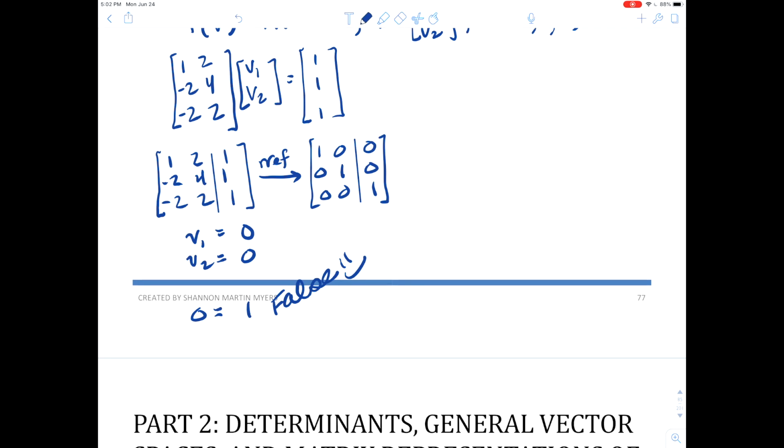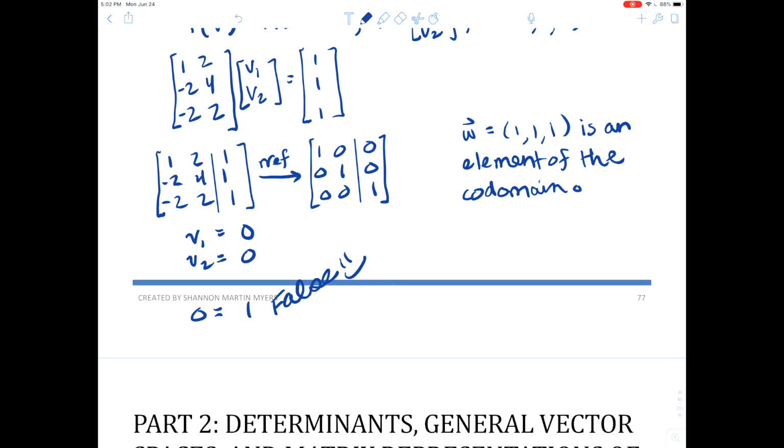So what does that tell us? Beautiful. That tells us that W equal to (1, 1, 1) is an element of the codomain of T, which was R3, right? But not an element of the range of T.